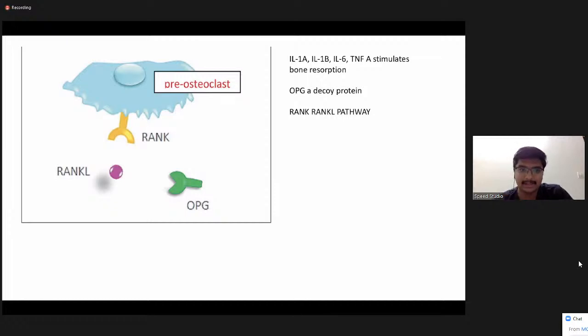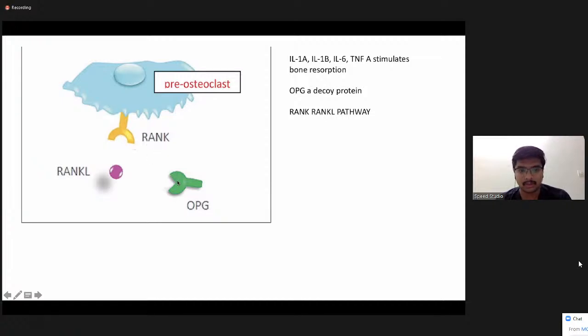RANK is a receptor here, and there is a protein called RANKL, which is a ligand, and there is another protein called osteoprotegerin, which is OPG. Just try to understand and remember that RANK and OPG are similar in shape, and OPG tries to capture and compete with this ligand RANKL. So this is the exact catch for RANK and RANKL, and OPG acts as a decoy protein for RANKL.